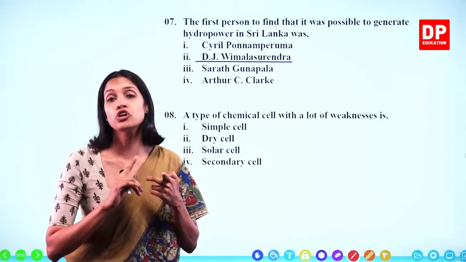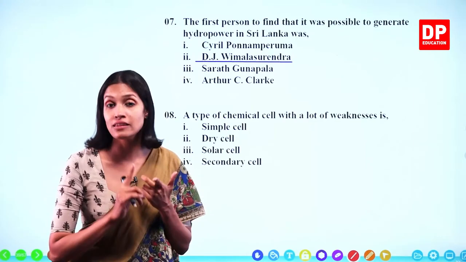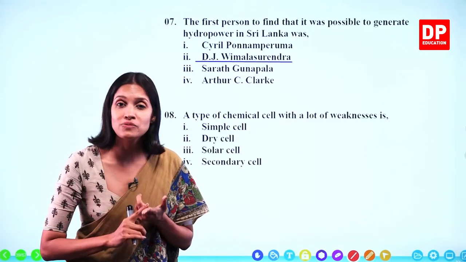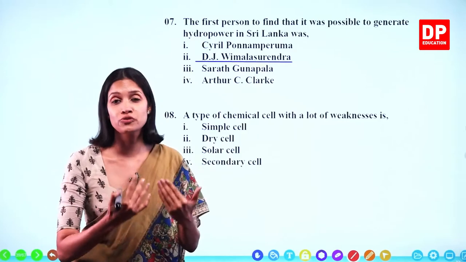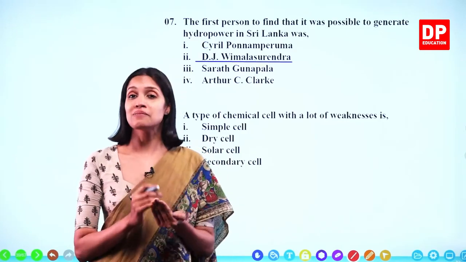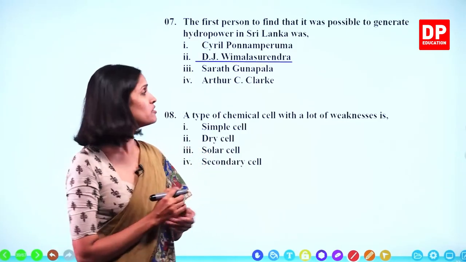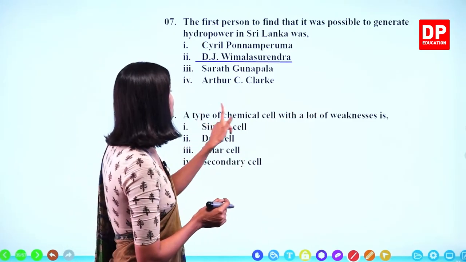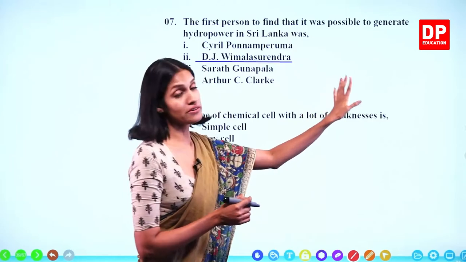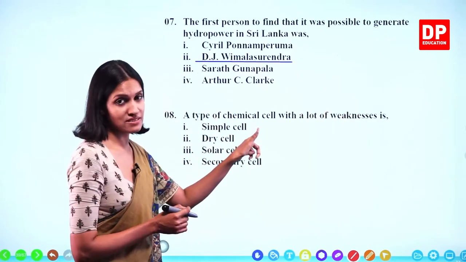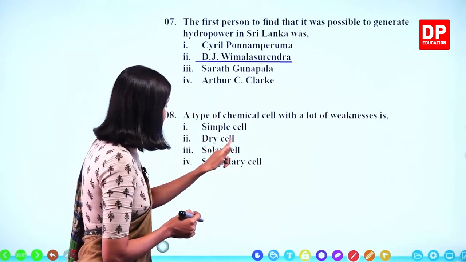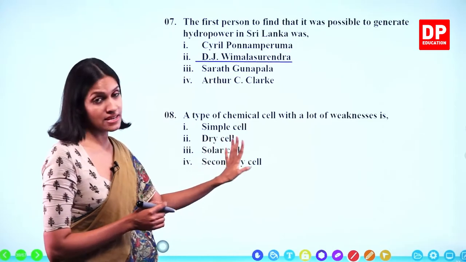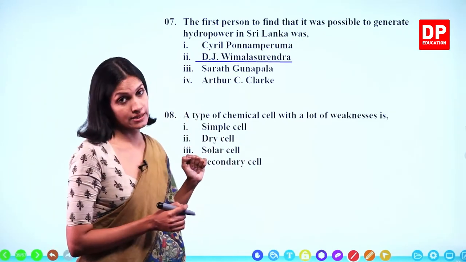Number one, it is not portable because it contains a liquid. Right. And at the same time, we cannot obtain a continuous flow of electricity using these simple cells. Right. Therefore, those are the weaknesses of simple cells. So a type of chemical cells with a lot of weaknesses is simple cell. Compared to dry cell, solar cell, secondary cells, simple cell is weaker, right?